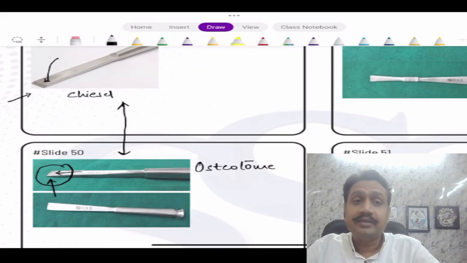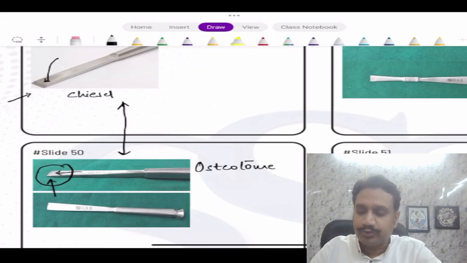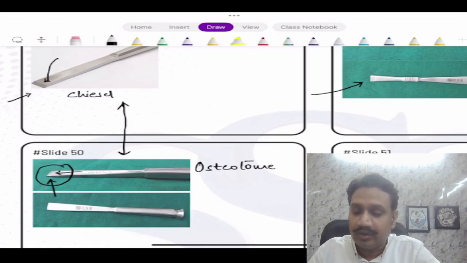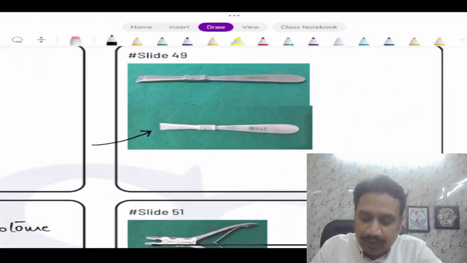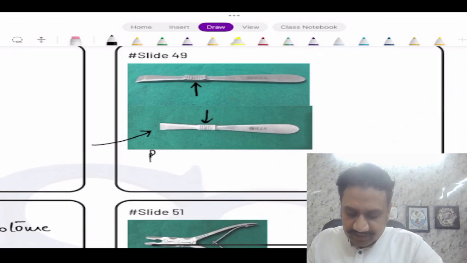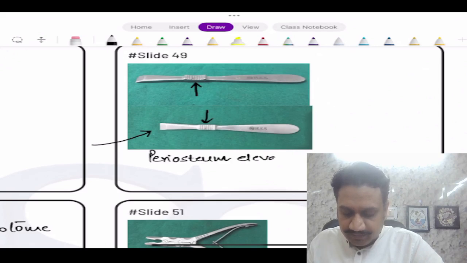And this chisel can again be confused with a similar looking instrument like this, called the periosteum elevator. How do I identify that this is the periosteum elevator? It is going to have this thumb rest, right? Whenever you are doing plating and you want to clean up the surface of the bone, you have to use the periosteum elevator.